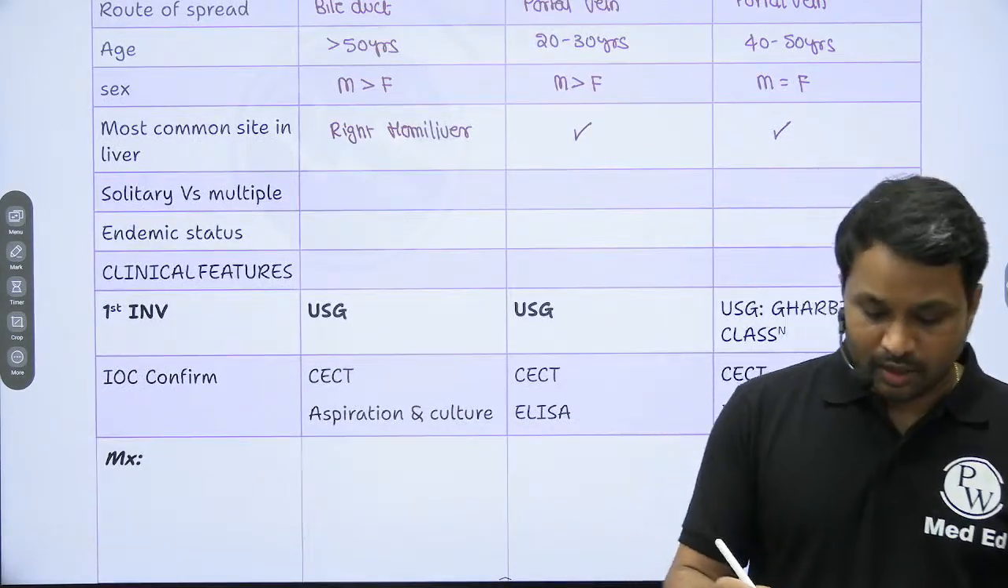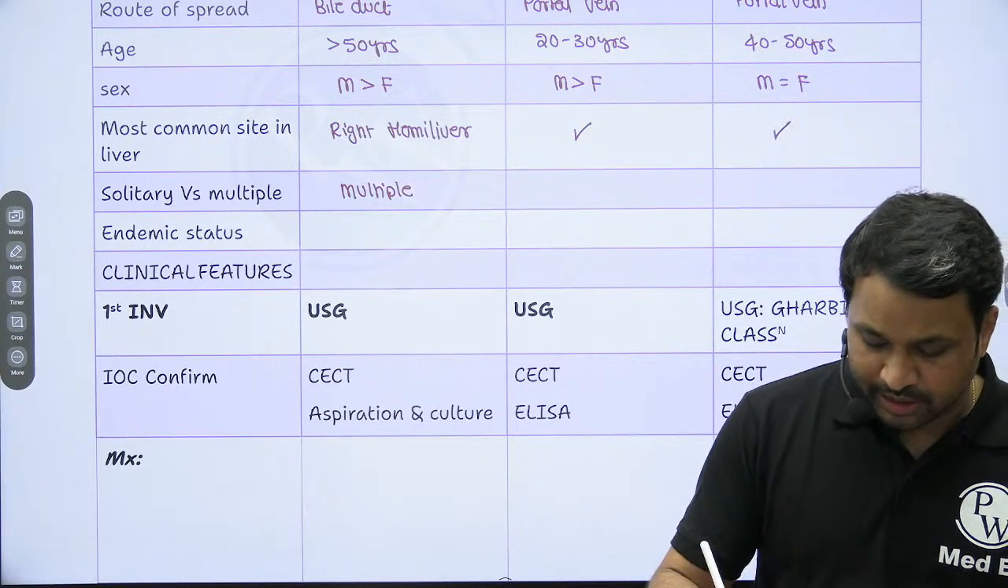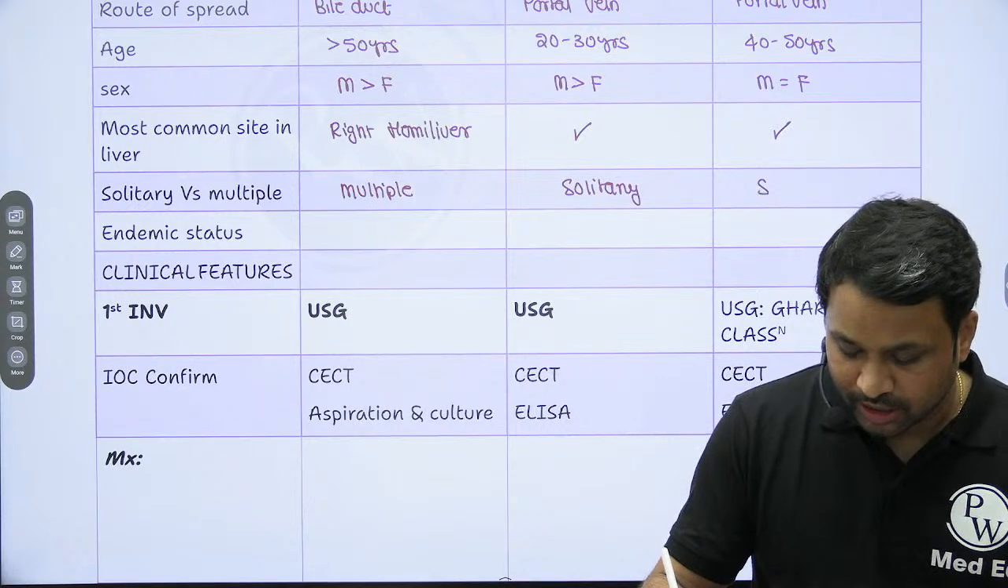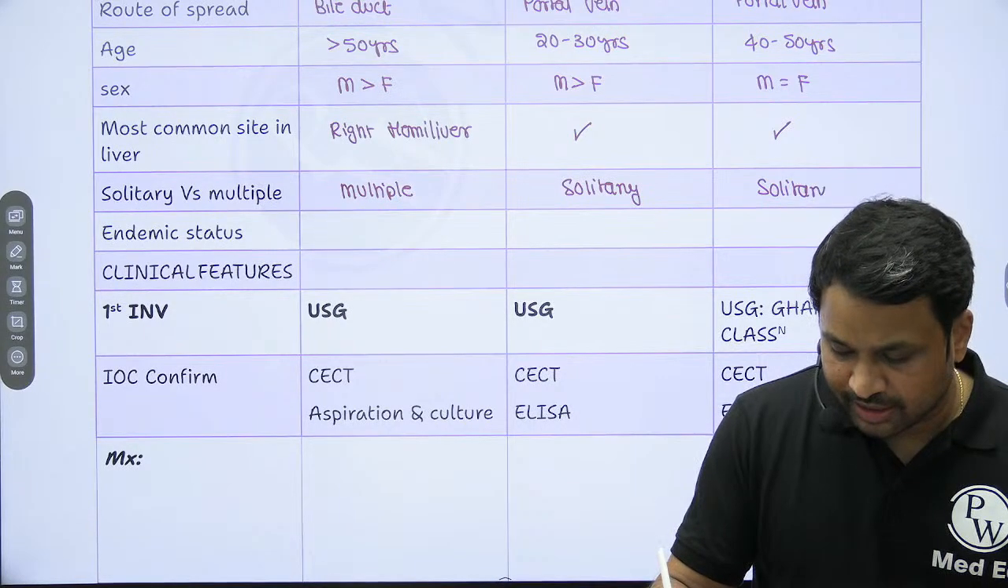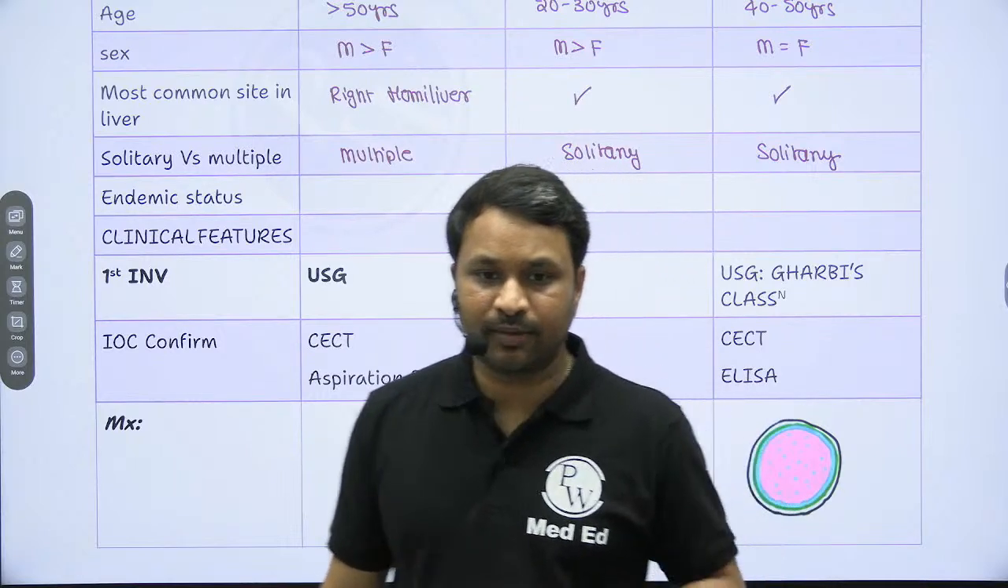Now remember, your pyogenic liver abscess are usually multiple in nature, whereas your parasitic infestations will be solitary. So your amoebic liver abscess and hydatid cyst will present as solitary single lesions.